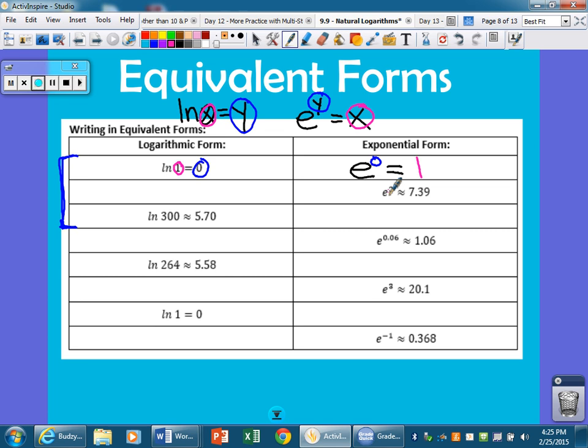Now I'm going to go the other way. My 2 is my blue, my y, and 7.39 is my x. So now I follow this form right here: ln of x, so my x 7.39, equals 2, because 2 is your y. I'll just do the first two. I think you can get the rest based on the color coding. Pay attention to each different part. Complete the rest of your table.